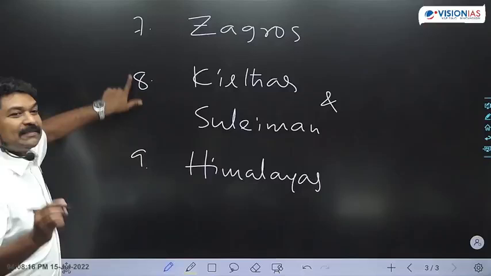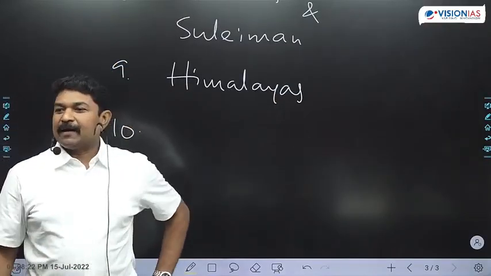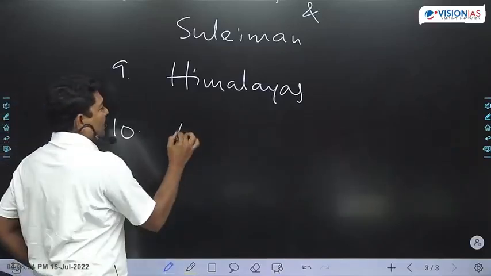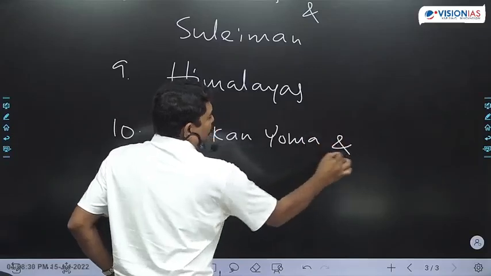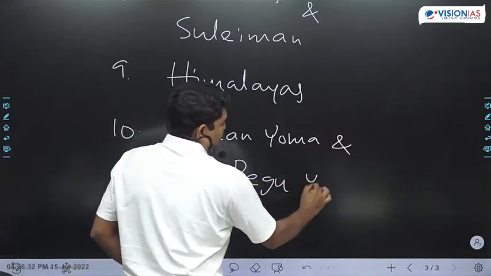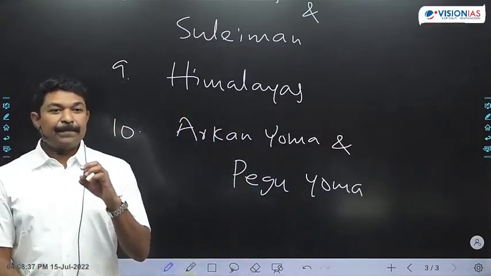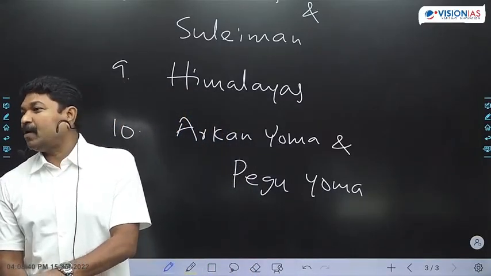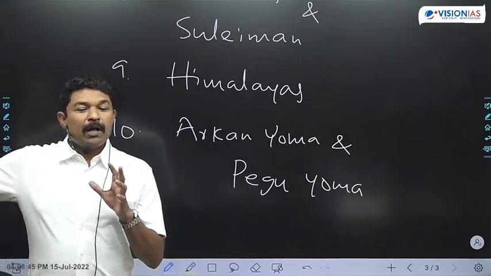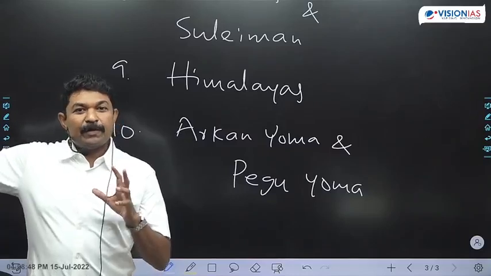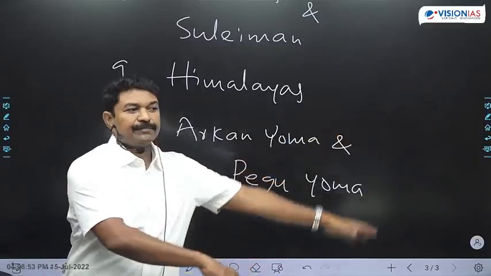Right. Himalayas. Then go to Myanmar. Enter into the Myanmar. You can find the mountains like Arkanyoma and Peguyoma. Arkan and the Peguyoma, these are the very important mountain chains of Myanmar. Is it clear? Meaning what? Right from the western part of Europe till Myanmar, the mountains are almost all a continuous chain.